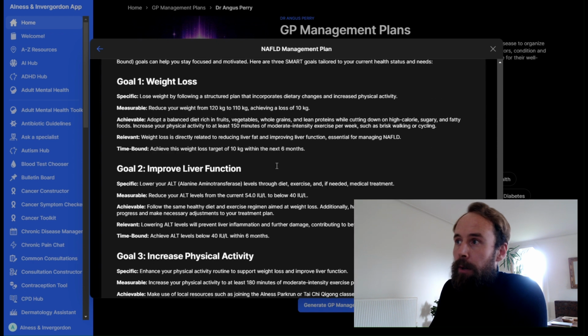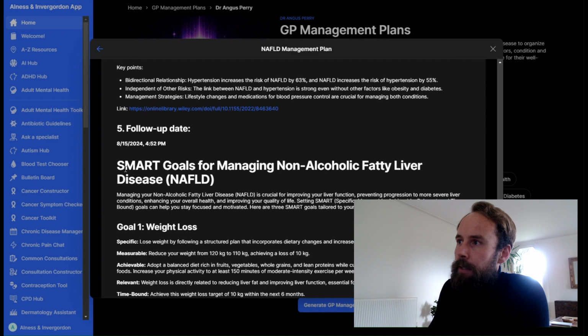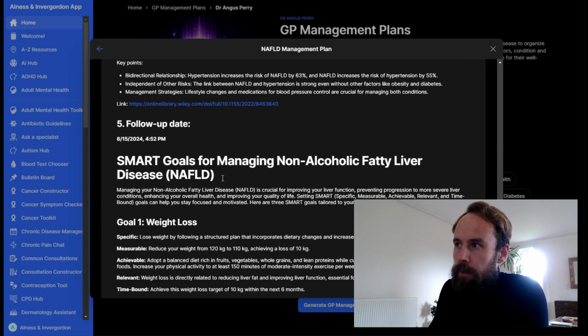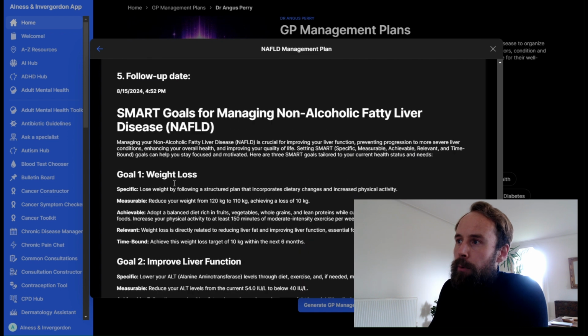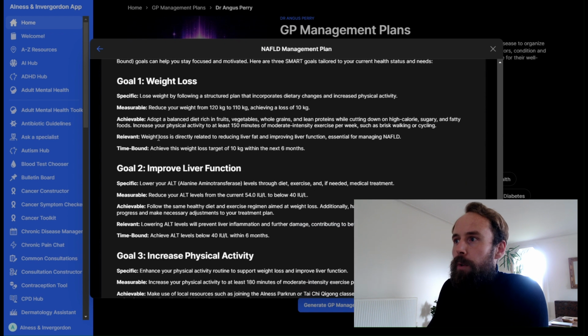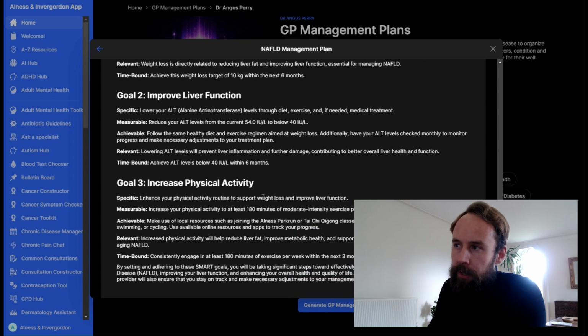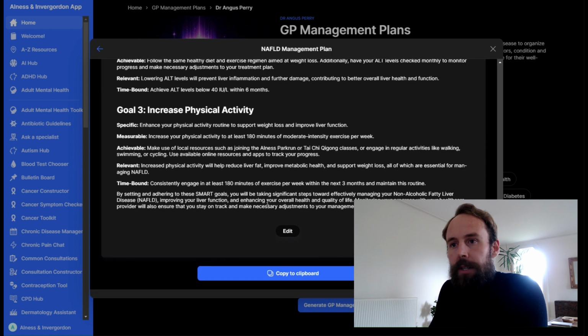Now, one of the other features which I've just mentioned now is it will also generate SMART goals. So the AI will look at everything that's been put together in this plan, and it will create some SMART goals for the patient. By SMART, I mean specific, measurable, achievable, relevant, and time-bound. So you can change these if you want to tweak them, but this is what the AI has generated based on what it feels would be best. And that's it. That's the management plan generator.